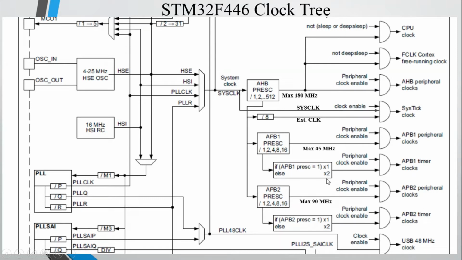So for all the timers, you can have only two APB1 prescaler ratios or two APB2 prescaler ratios. If you configure 1, you will get a 1:1 prescaler. If you configure any of the values 2, 4, 8 or 16, you will get only the 1:2 prescaler ratio. So this is the clock tree. Other things we don't need to discuss now.